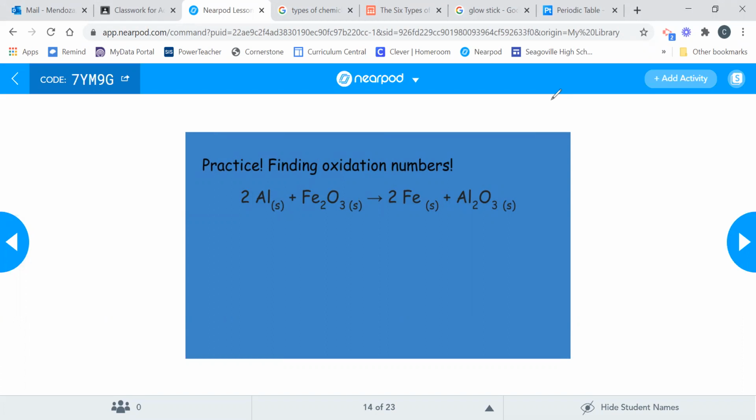And then I'm going to give you guys the oxidation numbers, but I will tell you how to look for the oxidation numbers. This one is a bit different.